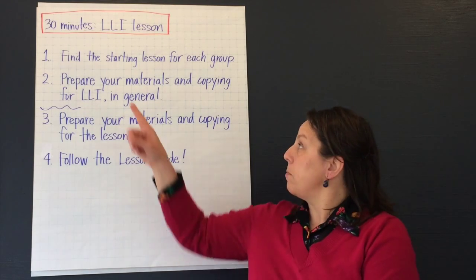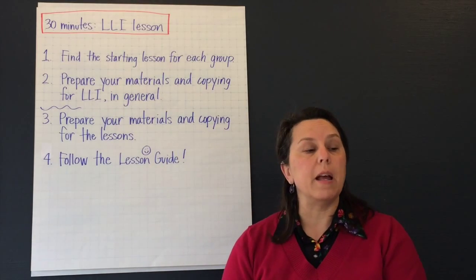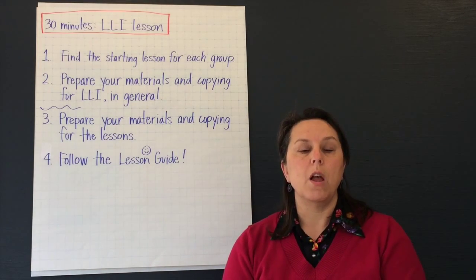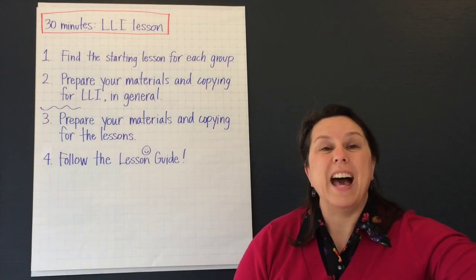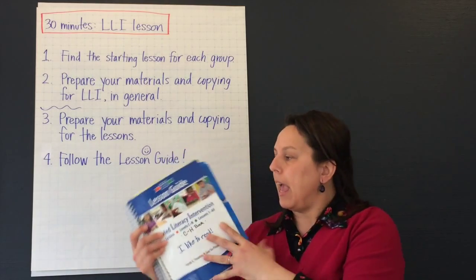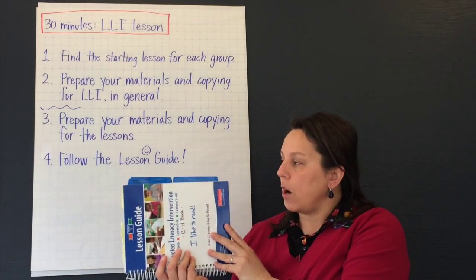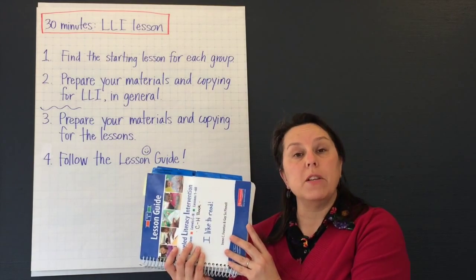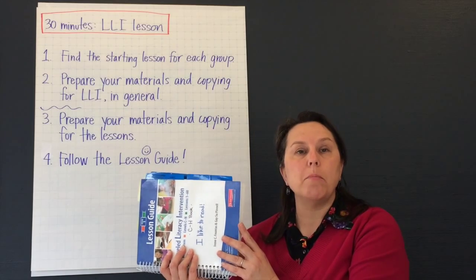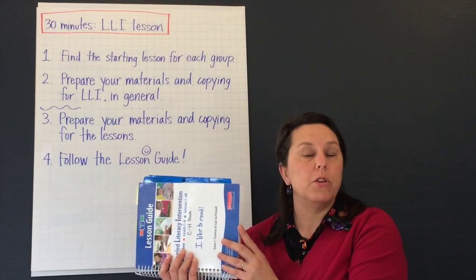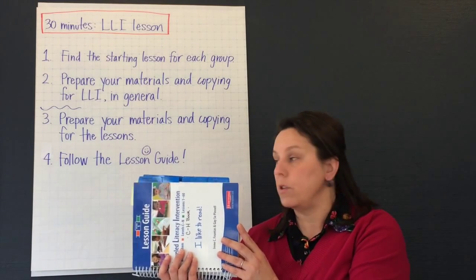The first thing I'm going to remind us of is that you want to find the starting lesson for each of your groups. All students are going to start on an odd number lesson, and Lesson Guide 1 is the likely book you'll use for starting your planning. Remember that all of these lessons are also online. I'll provide that link at the end of this video so you can tap into that online resource as well.